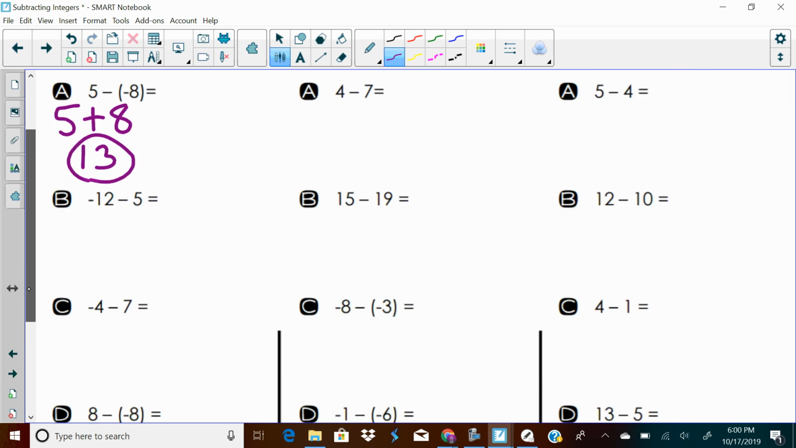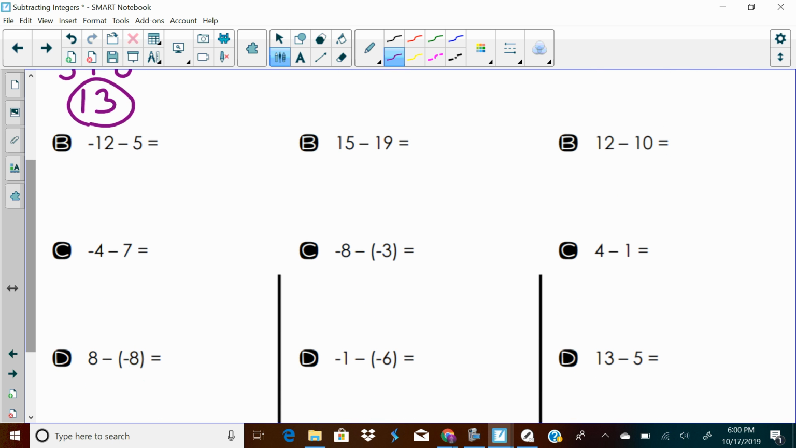The next example, negative 12 minus 5. I'm going to keep the negative 12. The minus is going to become a plus. 5 will become negative. So I have the same sign, so I'm going to add and keep. 12 plus 5 is 17. Since they're both negative, the answer will be negative 17.